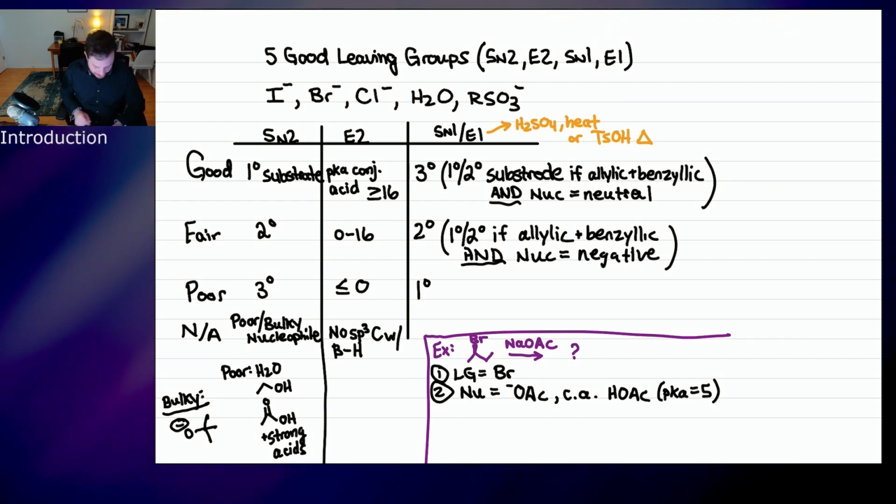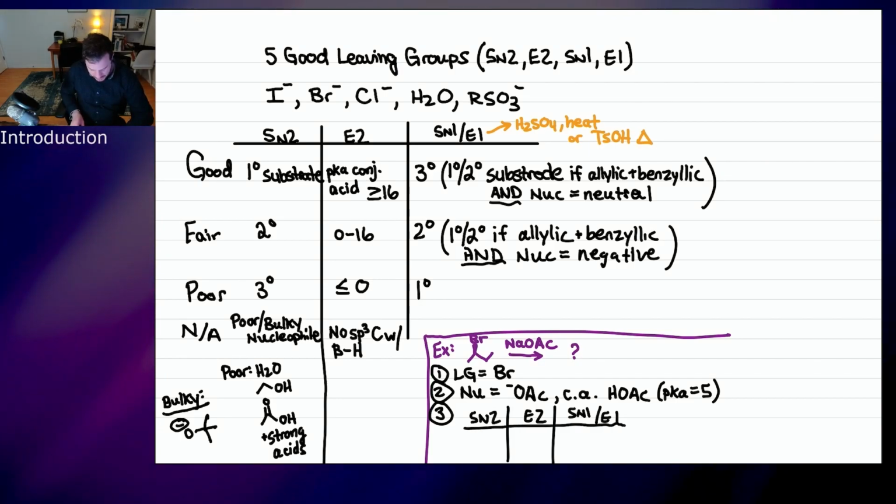All right, now we do the table method. Okay. SN2 is going to be fair because the substrate is secondary. If you look at the leaving group, it is in a secondary position because there's 2 carbons attached to the leaving group carbon. That makes it secondary, which makes the SN2 column fair. The E2 column, we already said that the pKa of the conjugate acid is 5. So that means that we have fair, since 5 lies between 0 and 16. That's the fair condition for E2.